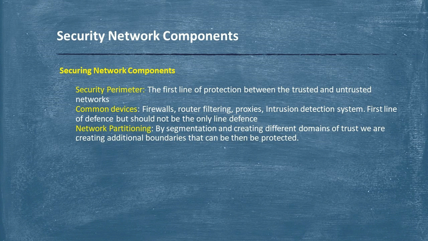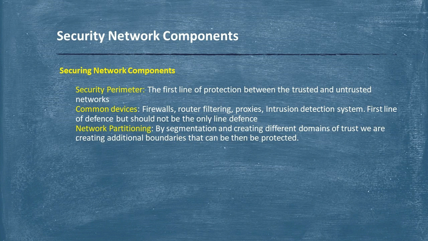In this session, we will see a lot of network-related components and how to secure them. Let us start with the security perimeter. The security perimeter is the first line of protection between untrusted and trusted networks. That is a security perimeter.